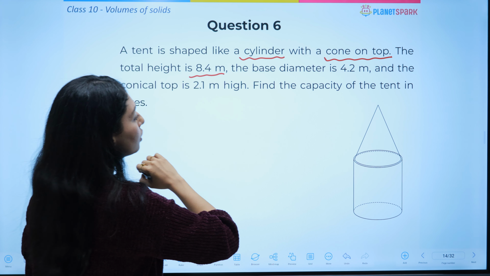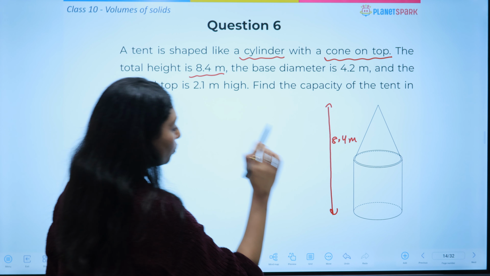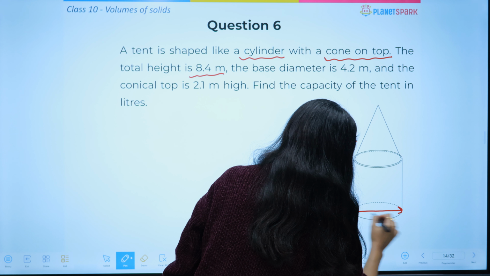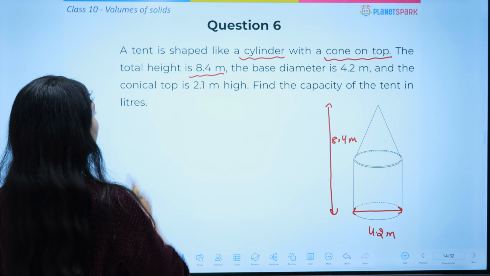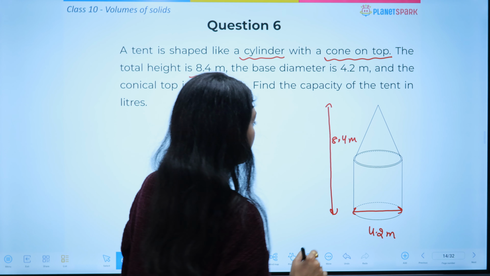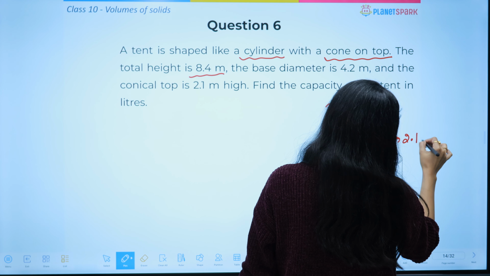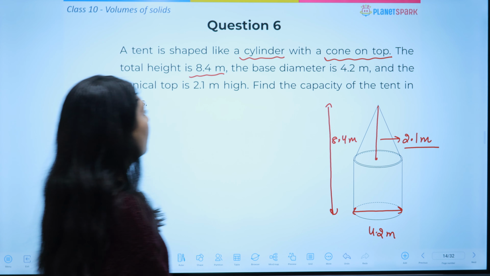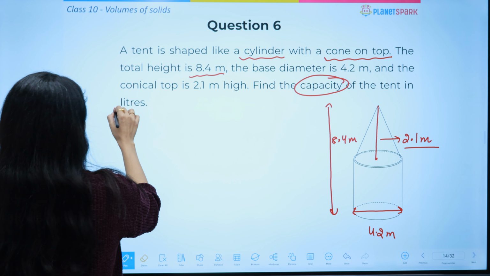8.4 meters. The base diameter is 4.2 meter. This diameter is 4.2 meter. And the conical top is 2.1 meter high. Height for the cone is given now, 2.1 meter. Find the capacity of the tent in liters. We have to find the capacity in liters.